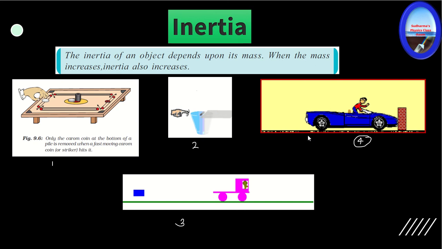So when you travel, our body is in the state of motion, and suddenly when the brakes are applied, our body resists that change, right? Suddenly it doesn't want to stop, so it just moves forward.